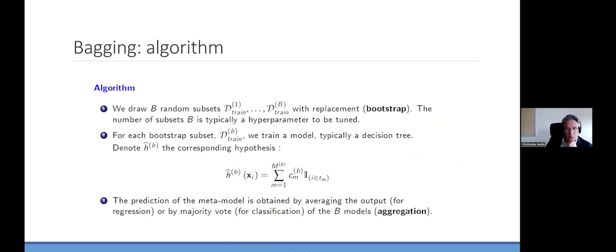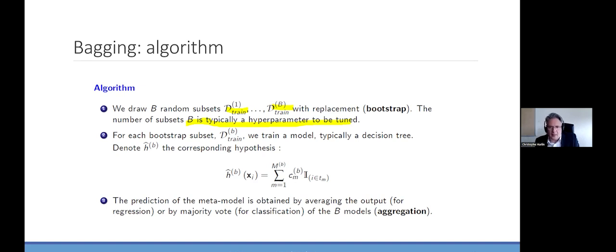So we draw a random subset, my bootstrap sample. In general, the number of bootstrap samples that you have to draw, I recommend you use as a hyperparameter of the random forest. Remember, for a tree, the hyperparameter is generally the max depth, okay? But for a random forest, I recommend you consider the number of bootstraps as a hyperparameter.